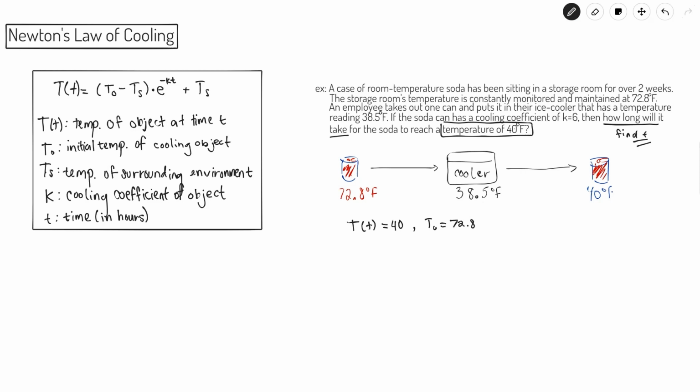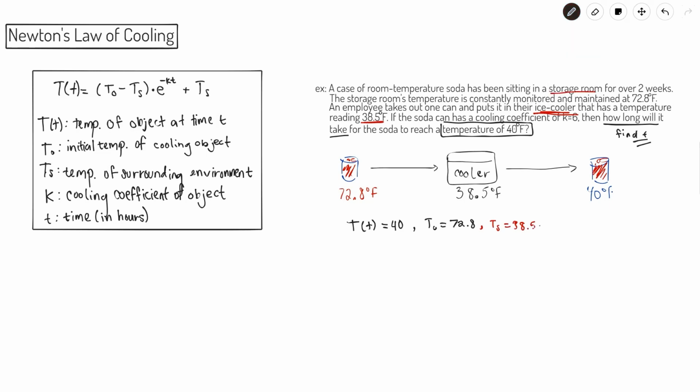Okay, so we have some of our values, but we're not quite done yet. I also need T sub S. T sub S is the temperature of the surrounding environment, and we have to pay close attention here because there were 2 environments involved in this particular problem. We came from one environment, the storage room, and it went to another environment, the ice cooler. And so we're not talking about the environment it was in. We're talking about the environment that it's going to be cooling in. And so it'll be cooling inside of the ice cooler, which has a temperature reading 38.5 degrees. So hopefully it makes sense why T sub S is equal to 38.5 degrees.